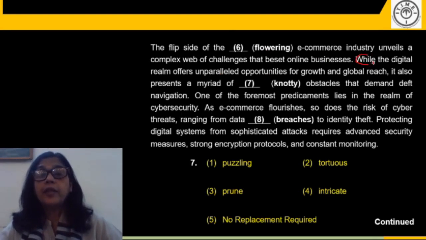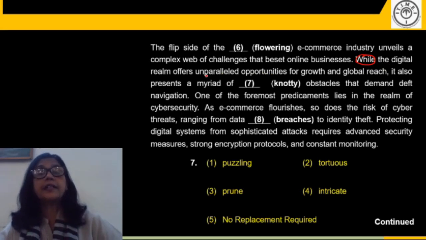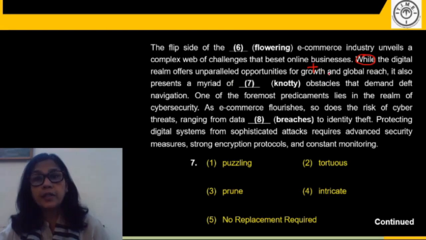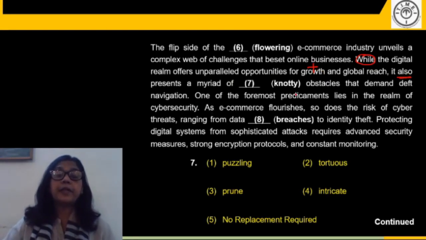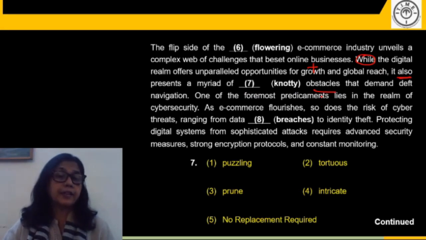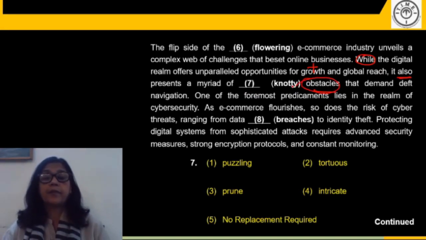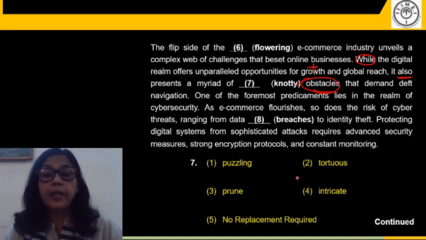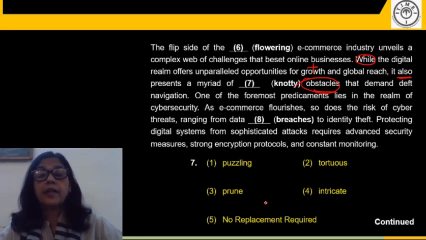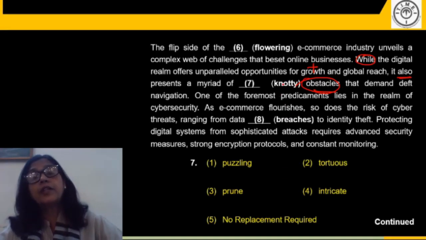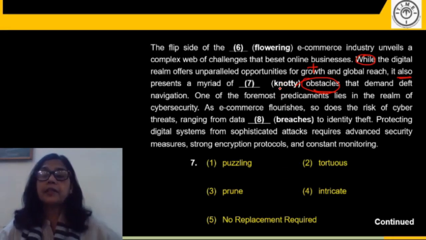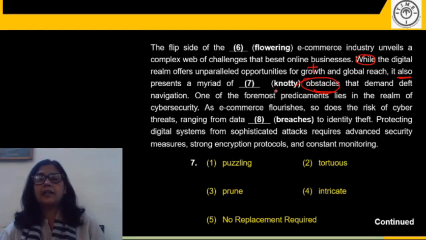Now, while over here presents a contrast, while the digital realm offers unparalleled opportunities for growth and global reach, the positive part, it also presents a myriad of dash obstacles. So we want an adjective for obstacles, right? So the correct word here would be, yes, the word knotty is given. Now what does knotty mean? Yes, knotty means something that is complex and difficult. If it's a knotty problem, it's difficult to solve, right?